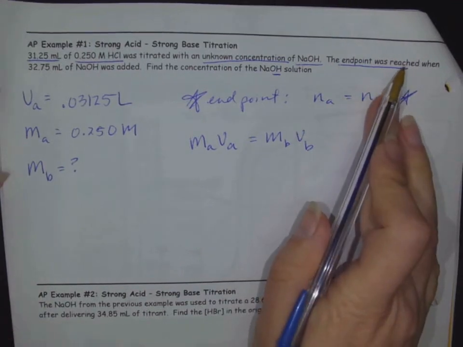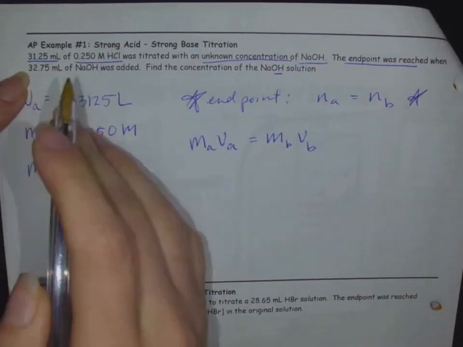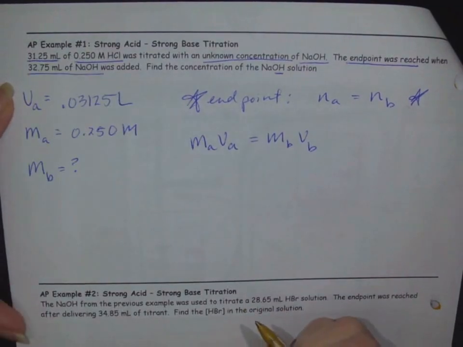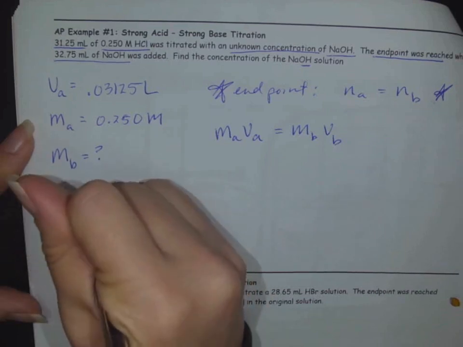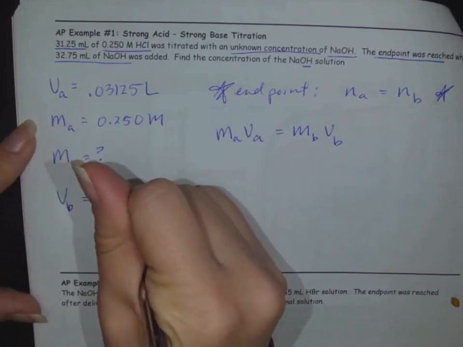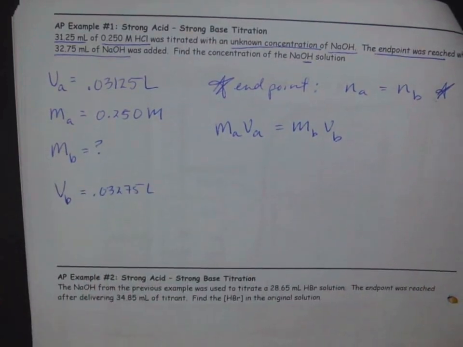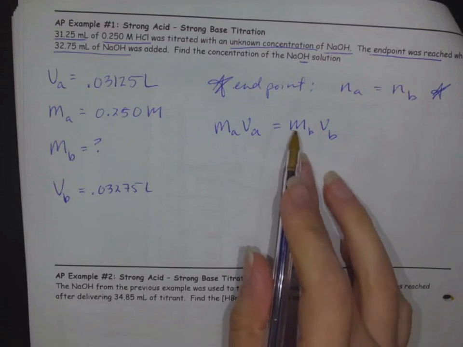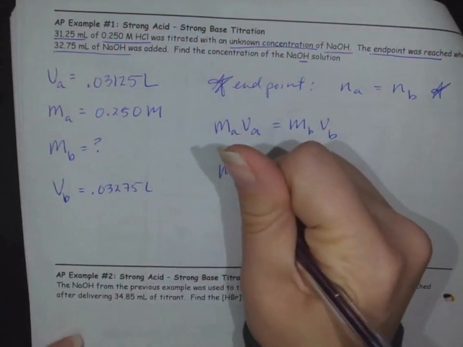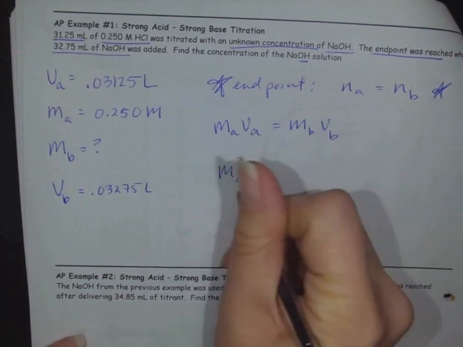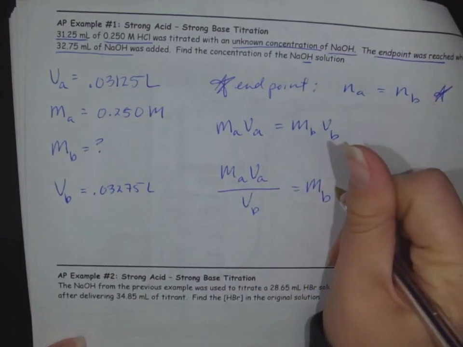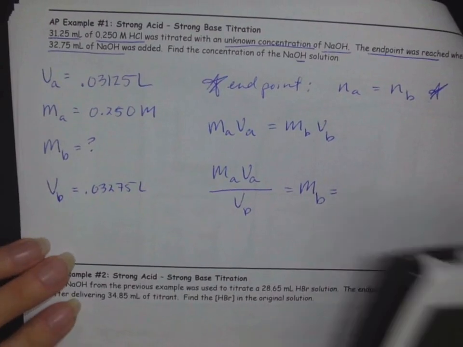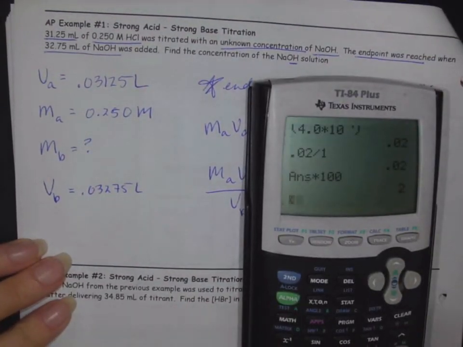Okay, let's keep going. When 32.75 milliliters of sodium hydroxide is added, the volume of the base is equal to 0.03275 liters. I'm going to rearrange this to solve for the concentration of the base. So we just have molarity of the acid times volume of the acid divided by volume of the base equals molarity of the base. All right. Plug this in, 0.03125.